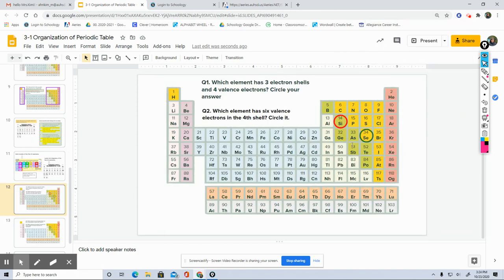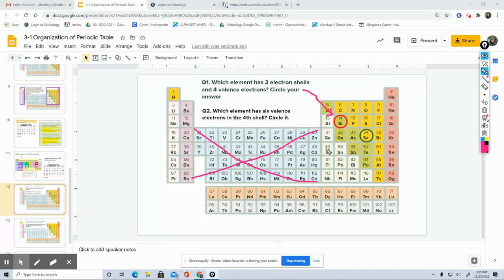Okay, so this slide shows the answers for questions 1 and 2. So 3 electron shells, which means you have to find the third row, and 4 valence electrons. You've got to remember to skip the middle, but count the fourth column from the left. So that's the answer for that.